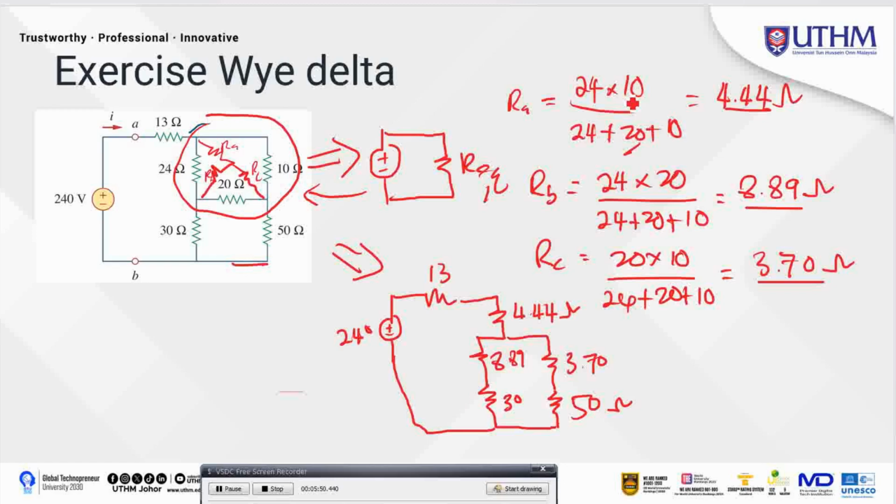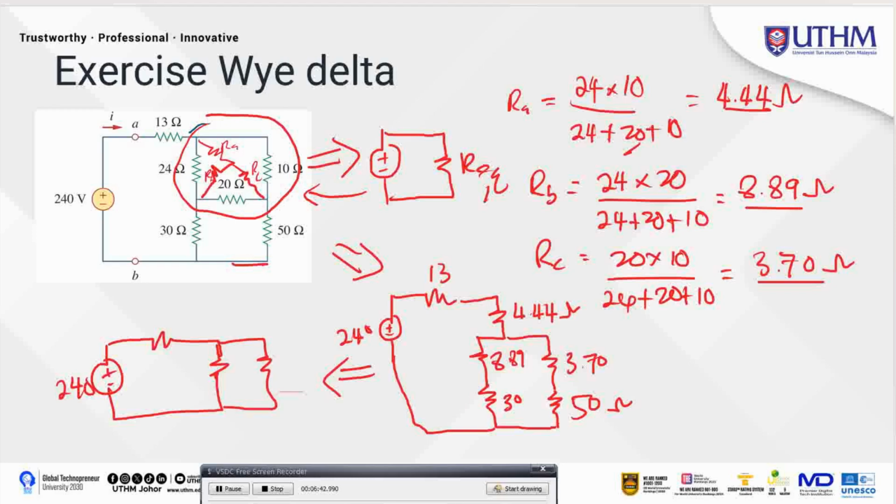Now you can solve this using a simple series and parallel resistor equation. Let's simplify. The series resistors you can combine together. Same with 3.7 and 50, you can also combine together. Same with 13 and 4.4, make it together. So redraw again, 240. You get one resistor here, one resistor here, and another resistor like this.